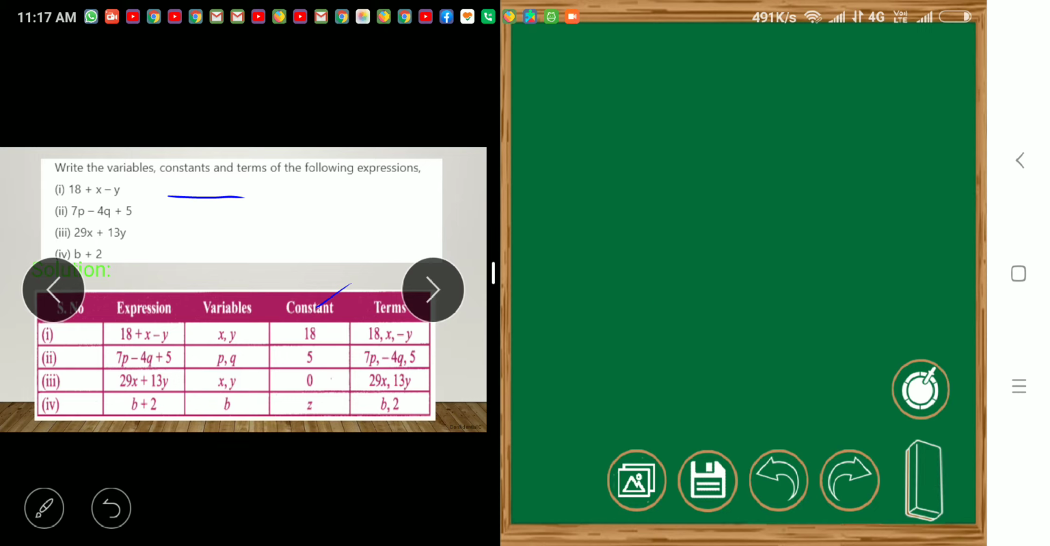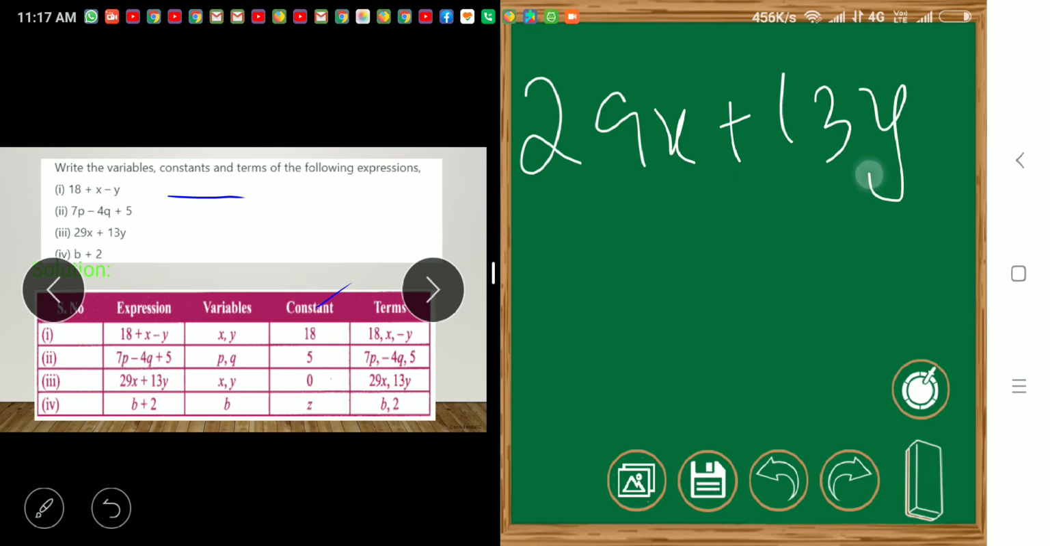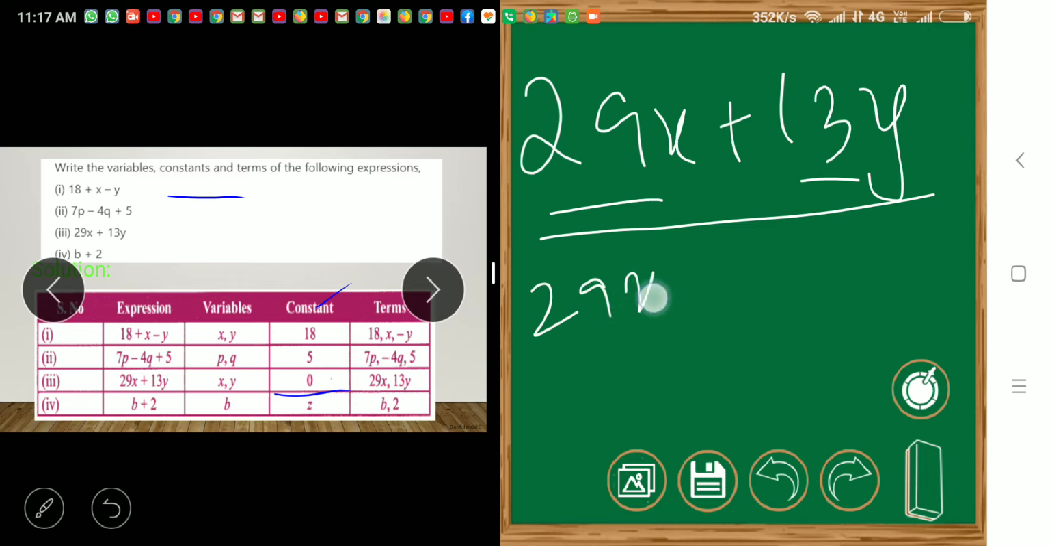And now 29x plus 13y. Here also, what are the variables we used here? x and y variables we used, and a constant. These numbers are coefficients. Don't get confused between the constant and the coefficient. There is no constant at all here. So we can write it as 0 like this. And the terms: 29x is one term. When you are representing the terms, just mark it with a comma to differentiate. 13y. These are the terms.